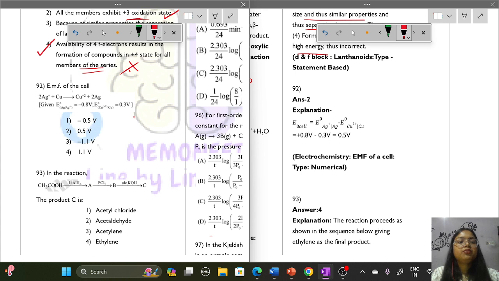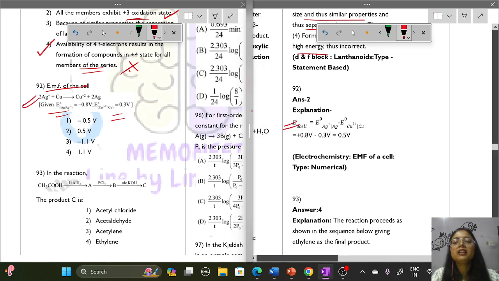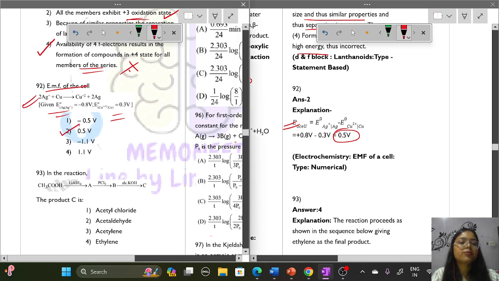Question number 92, EMF of the cell. We have to find out the EMF of the cell. Simply an equation is given. E naught value is also given for reduction and oxidation potential. So E naught cell will be calculated as 0.5 volt. 0.5 volt is the correct option. Okay.